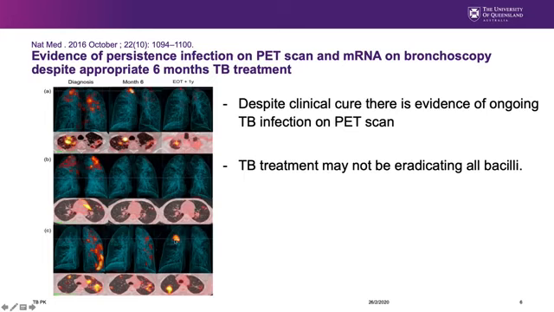So these are people who we feel have cured, we've cured them, we've patted ourselves on the back, and yet they still have evidence of disease activity, both on PET scanning and also on looking at their messenger RNA. So maybe what we're doing in TB is not fully sterilising the lung of TB, we're probably tipping the balance in favour of the host.